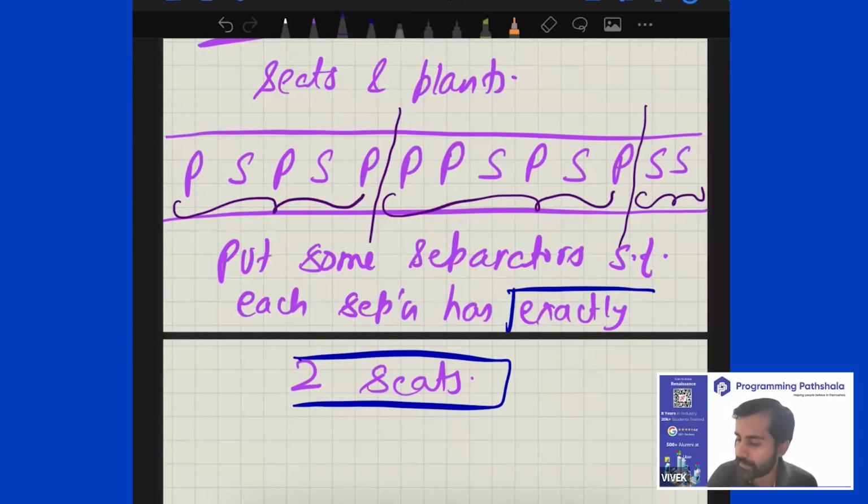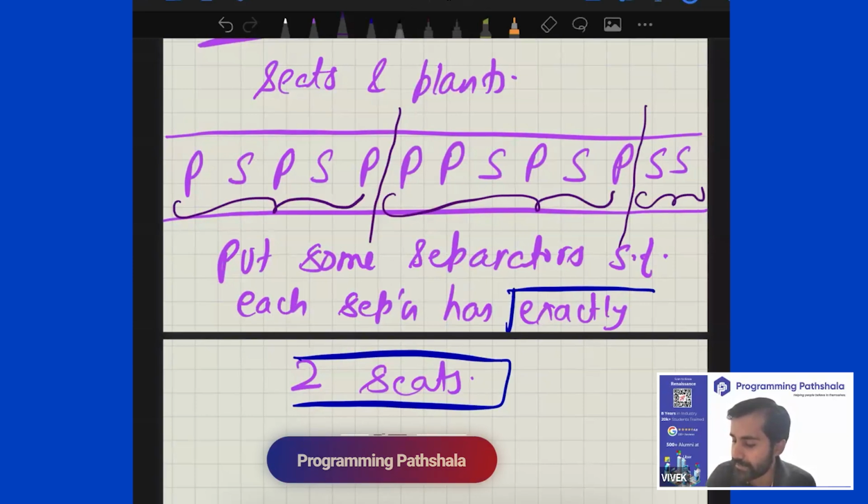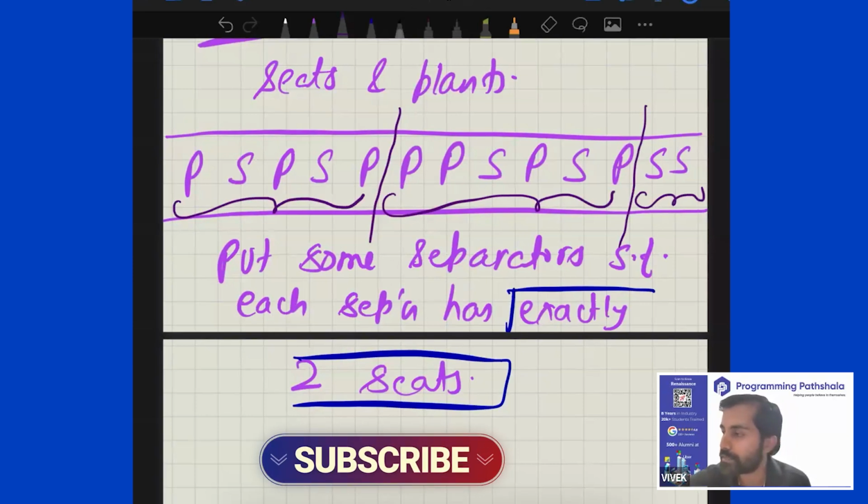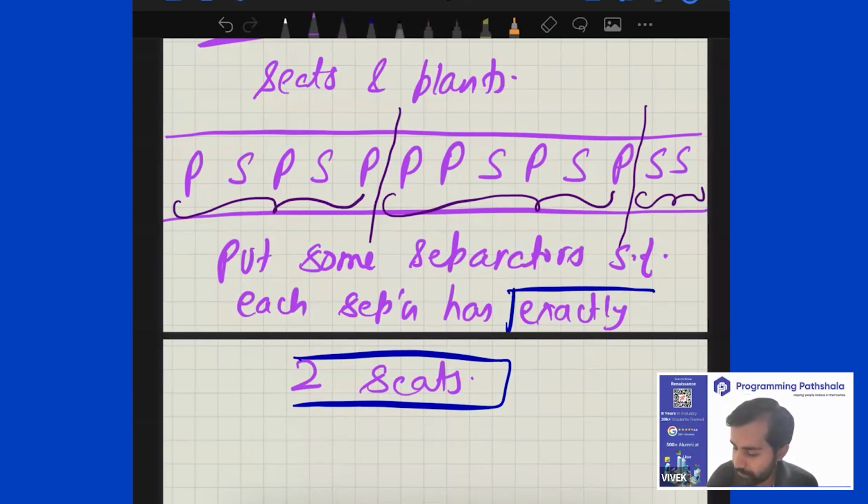Can I say that all three of these separations have exactly two seeds inside them? Yes or no? You can clearly see, isn't it? In this separation, there are exactly two seeds. In this separation also, there are exactly two seeds, and in this separation also, there are exactly two seeds. See, the number of plants doesn't matter. Here you have got three plants, here you have got four plants, and here you have got zero plants. But for me, the number of plants is immaterial. The only thing that I want is that each separation that I have created should have exactly two seeds.